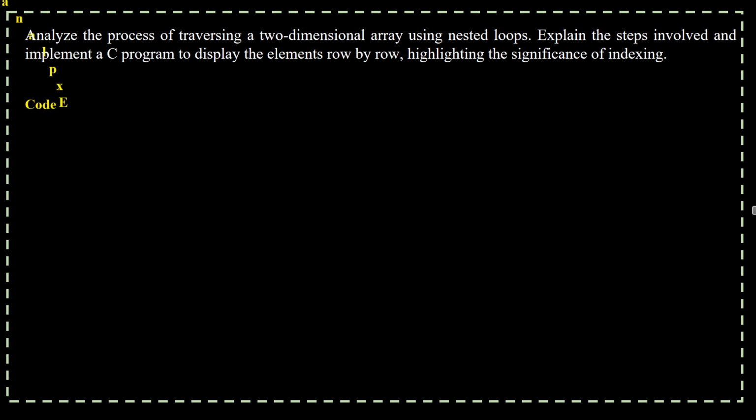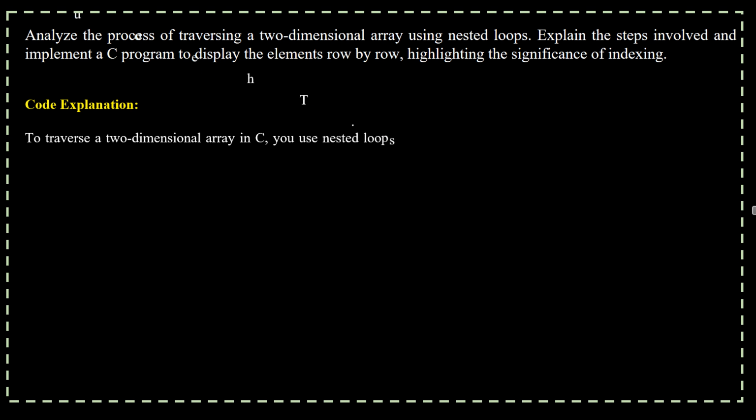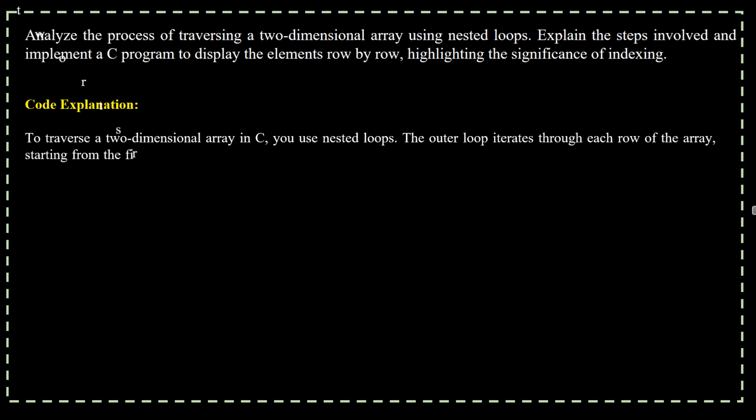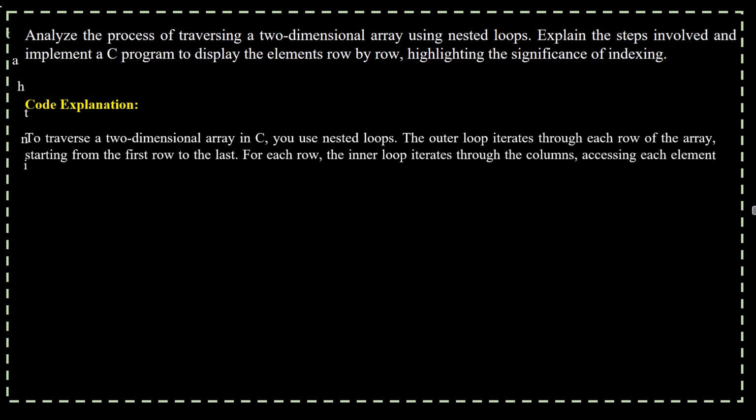To traverse a two-dimensional array in C, you use nested loops. The outer loop iterates through each row of the array, starting from the first row to the last. For each row, the inner loop iterates through the columns, accessing each element in that row.